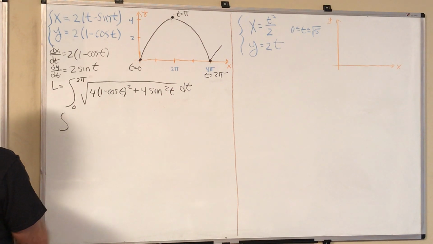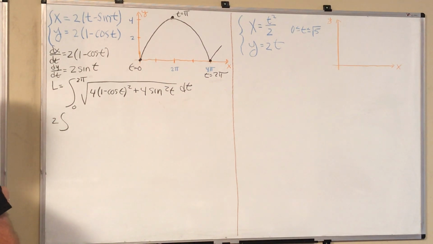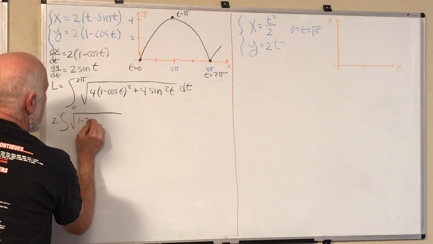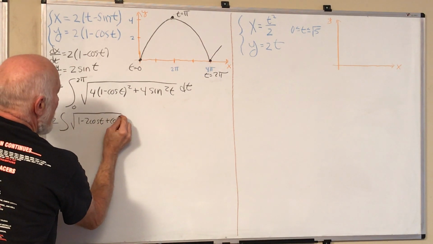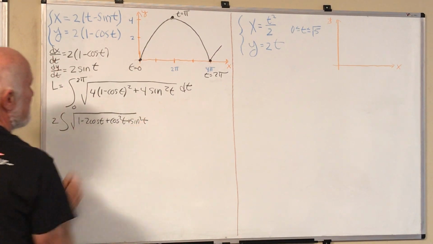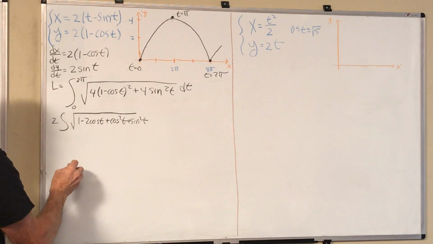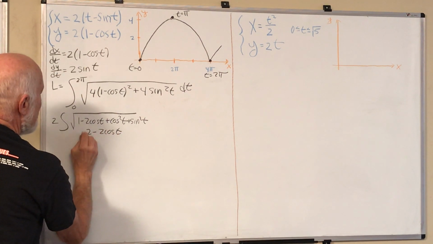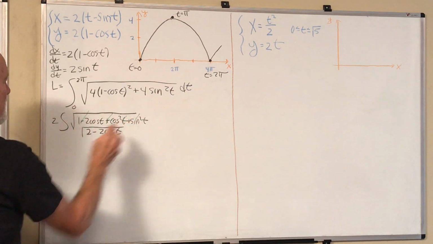Now, can we simplify this? First of all, we could bring out a 4. And the square root of 4 is 2. And then we get the square root of 1 minus 2 cosine of t plus cosine squared of t, and then you have plus sine squared of t. So cosine squared plus sine squared is 1. So this just becomes 2 minus 2 cosine of t under the radical, dt.